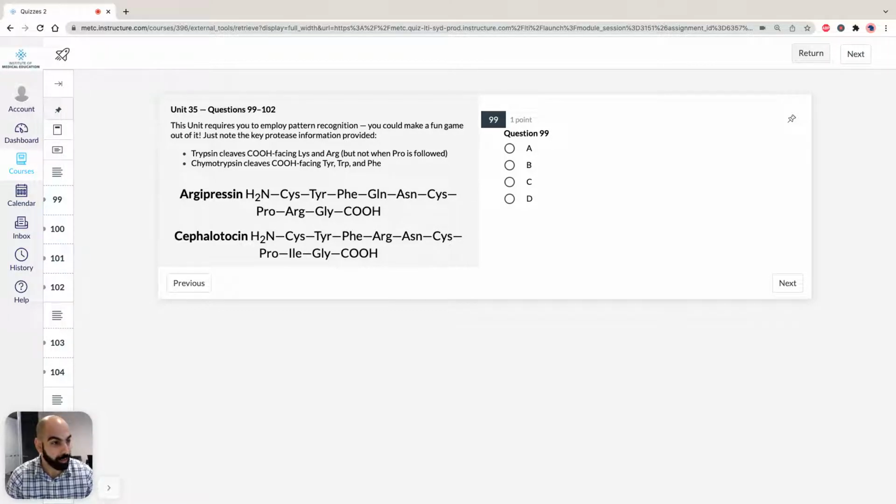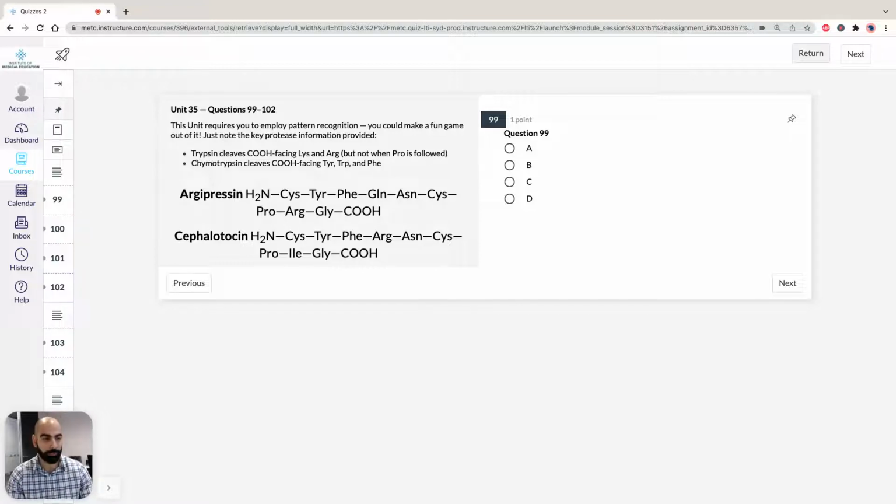In this unit, we're going to take a look at polypeptide hormones and the different types of polypeptide hormones, and how we can break apart or cleave these polypeptide hormones in the lab using enzymes such as trypsin and chymotrypsin. Now, you probably noticed this is a very long stimulus.